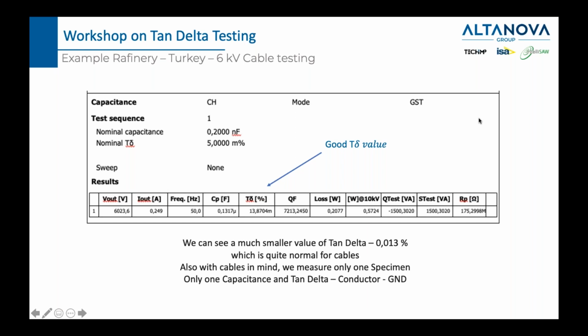The next question, why does tan delta change with change in voltage? Well, that was a question from Mr. Niraj. It's because of polarization processes which happen inside the insulation.